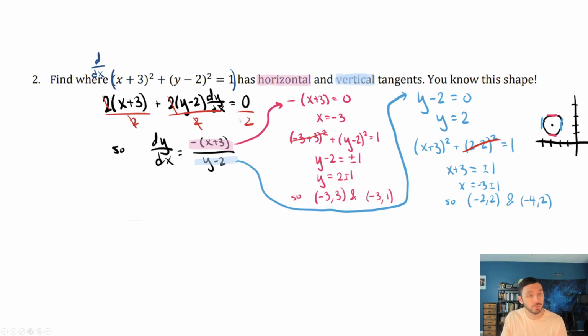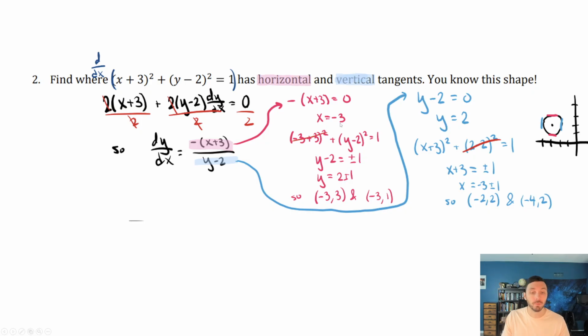I divided out those 2's because they're annoying. Get them out of here. And then I subtracted the x plus 3 onto the right side, and I divided out the y minus 2. So I solved for dy dx using algebra. Anyway, I get this expression, and let's think about it. If I want to find when I have horizontal tangents, that is a 0 slope, no slope, flat slope. So I'm just setting the top, the numerator, to 0. And then I'm solving this equation, which is easy to solve. Just divide out the negative, subtract the 3. You get x is equal to -3.